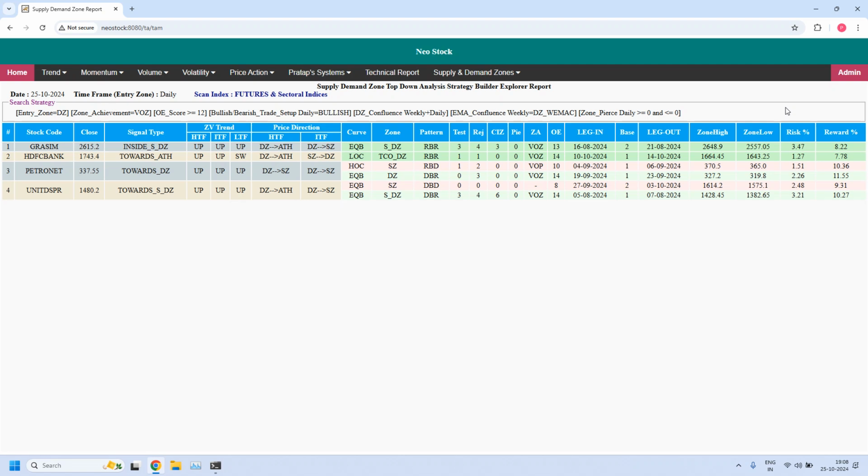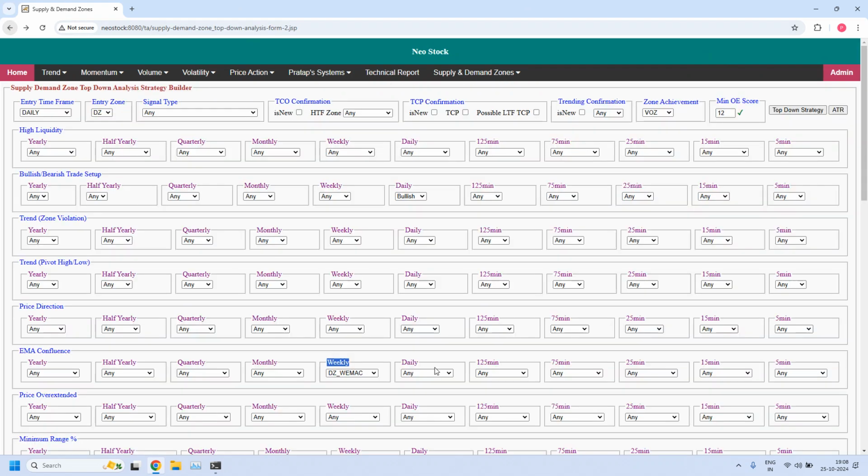Okay, this is about a bullish trade setup for monthly income trade with ITF confluence. Next, let us look for LTF, ITF, HTF confluence for bullish trade setup for monthly. I have to remove the EMA filter. I removed the EMA filter.